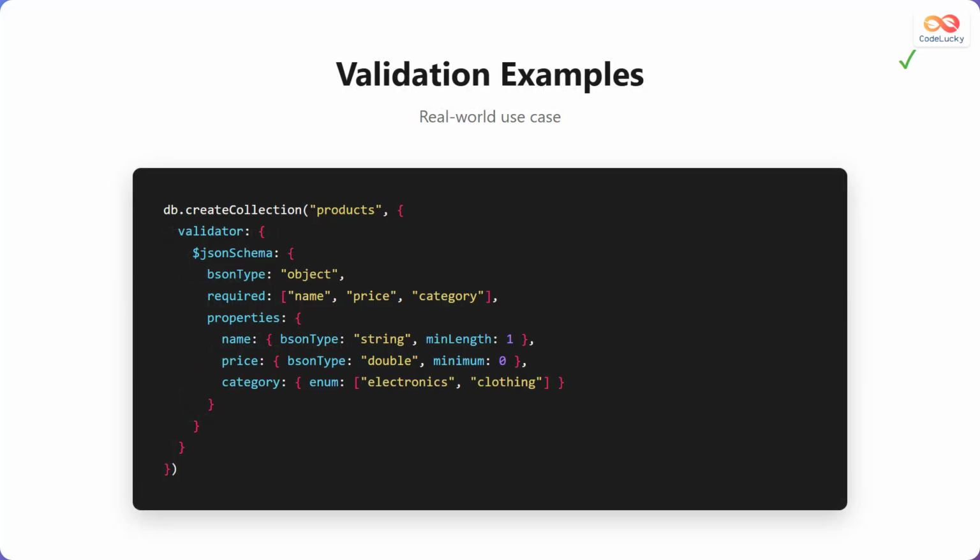Here's a real-world example of using validation in a products collection. The validator ensures that each product document has a name, price, and category. Name must be a string with a minimum length of 1. Price must be a double with a minimum value of 0, and category must be one of the allowed values, such as electronics or clothing.